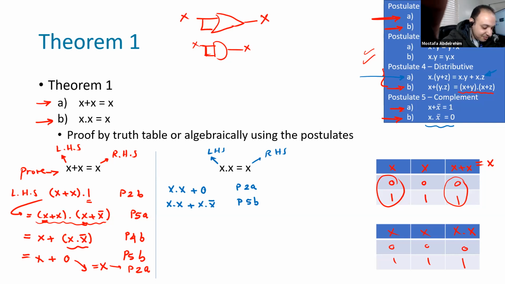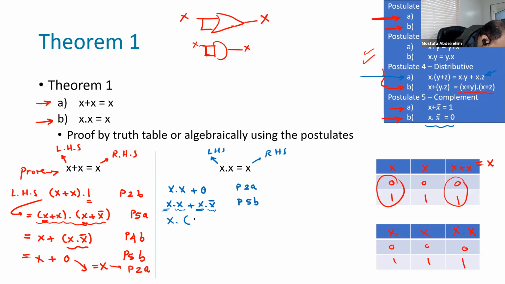So basically x here is the common factor. And then y and z: this is analogous to y, and this is analogous to z. So this can be written as x dot y or z, where y here is x and the other one, z, is x bar. This is from postulate 4a.